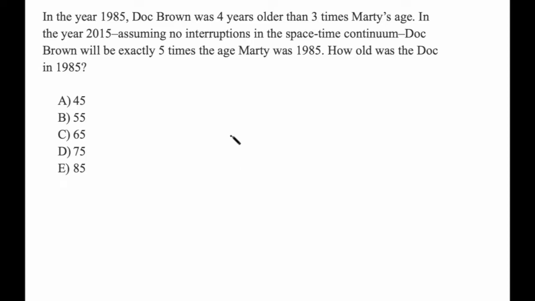All right, so we could set up a pretty messy algebraic equation here and solve for it. But instead, what I like to do on these type of problems is set up a little table. I'll show you what I mean. Here's 1985, here's 2015, here's Marty, and here's Doc. So we can keep track of all of our characters at any given point in time.